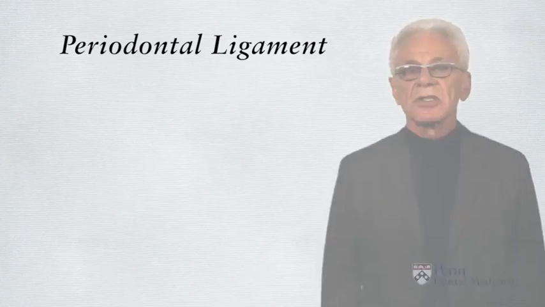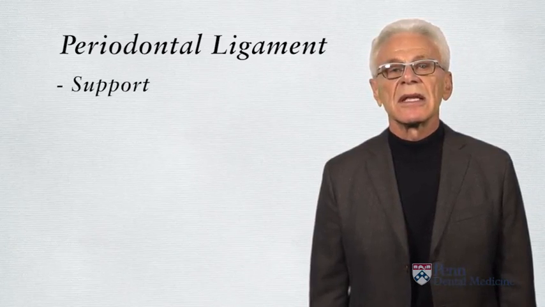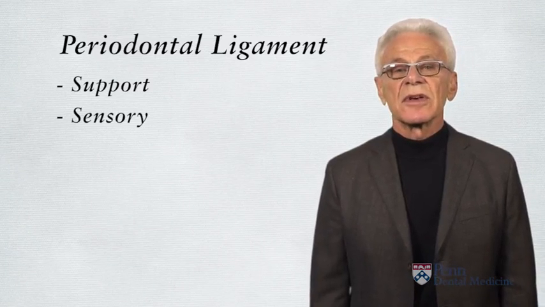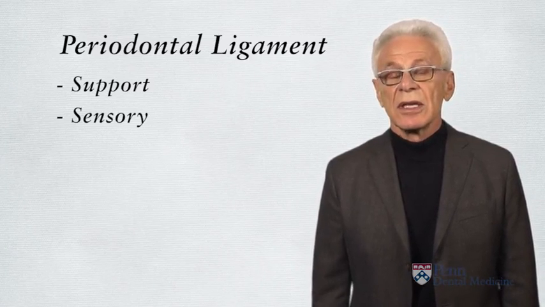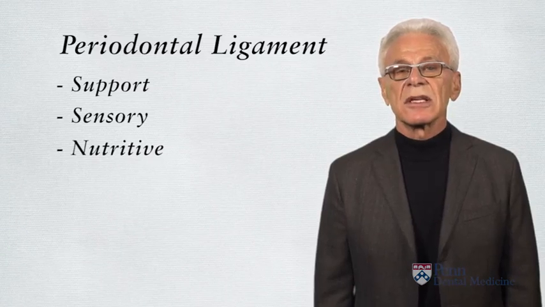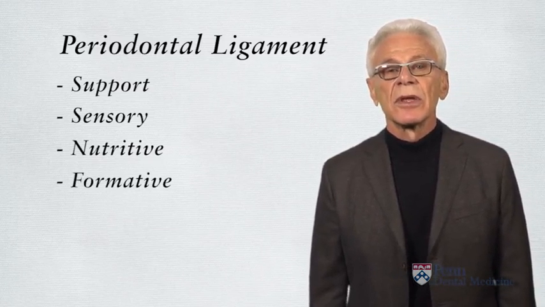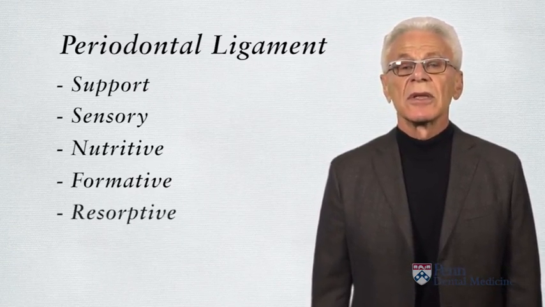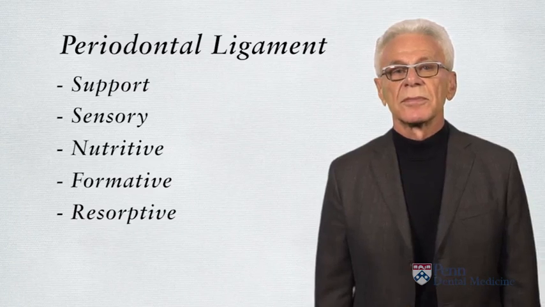There are several functions of periodontal ligament. It offers support because it suspends and maintains the tooth in its socket. It has a sensory function as it provides sensory feeling to the tooth, pressure and pain sensation. It has a nutritive function because it provides nutrients through cementum and bone. It has a formative function as it builds and maintains cementum and the alveolar bone on the tooth socket. And it also has a resorptive function. It can remodel the alveolar bone in response to pressure or tension.